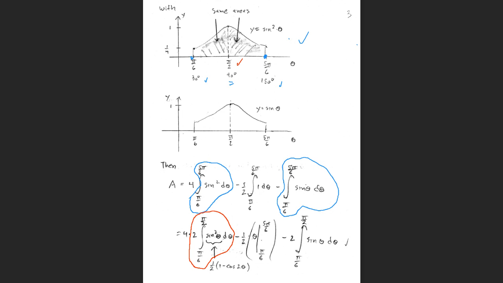I can similarly do the same thing for that third integral. The integral of the sine of theta from pi over 6 to 5 pi over 6 is 2 times the integral from pi over 6 to pi over 2. So you see, I was able to get in.